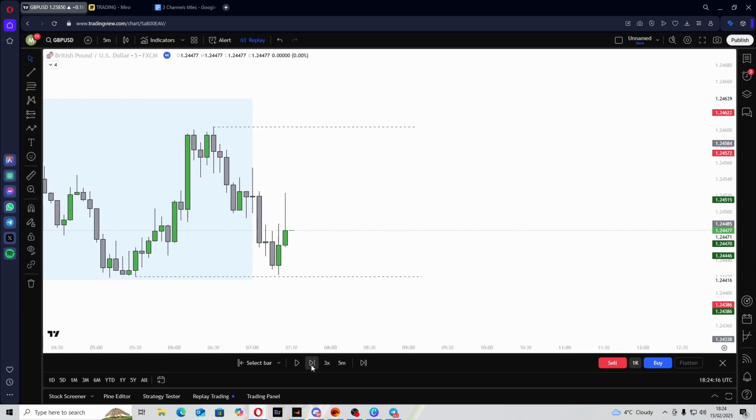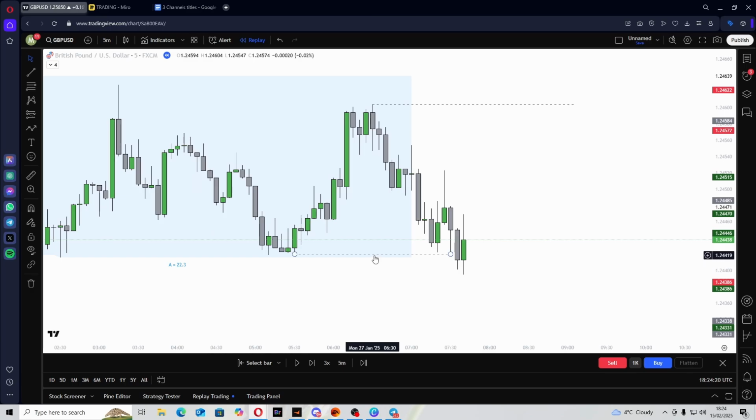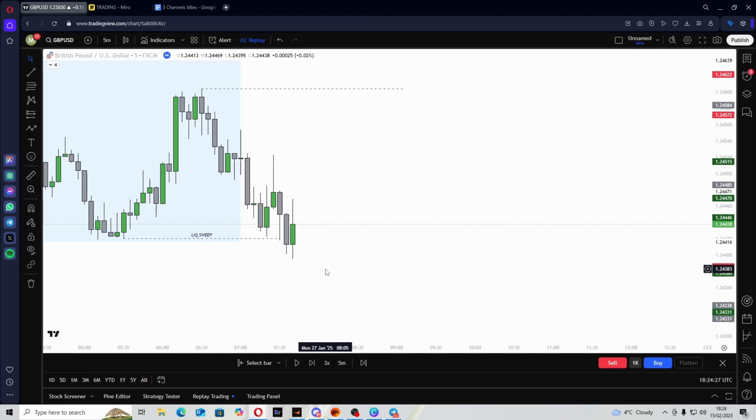Play price forward. You can see there it's just swept the lows, which is a very, very good sign, because now we're going to be trading towards the upside. So this is a liquidity sweep right here. Once we got this liquidity sweep, now we know that we will actually trade the upside.